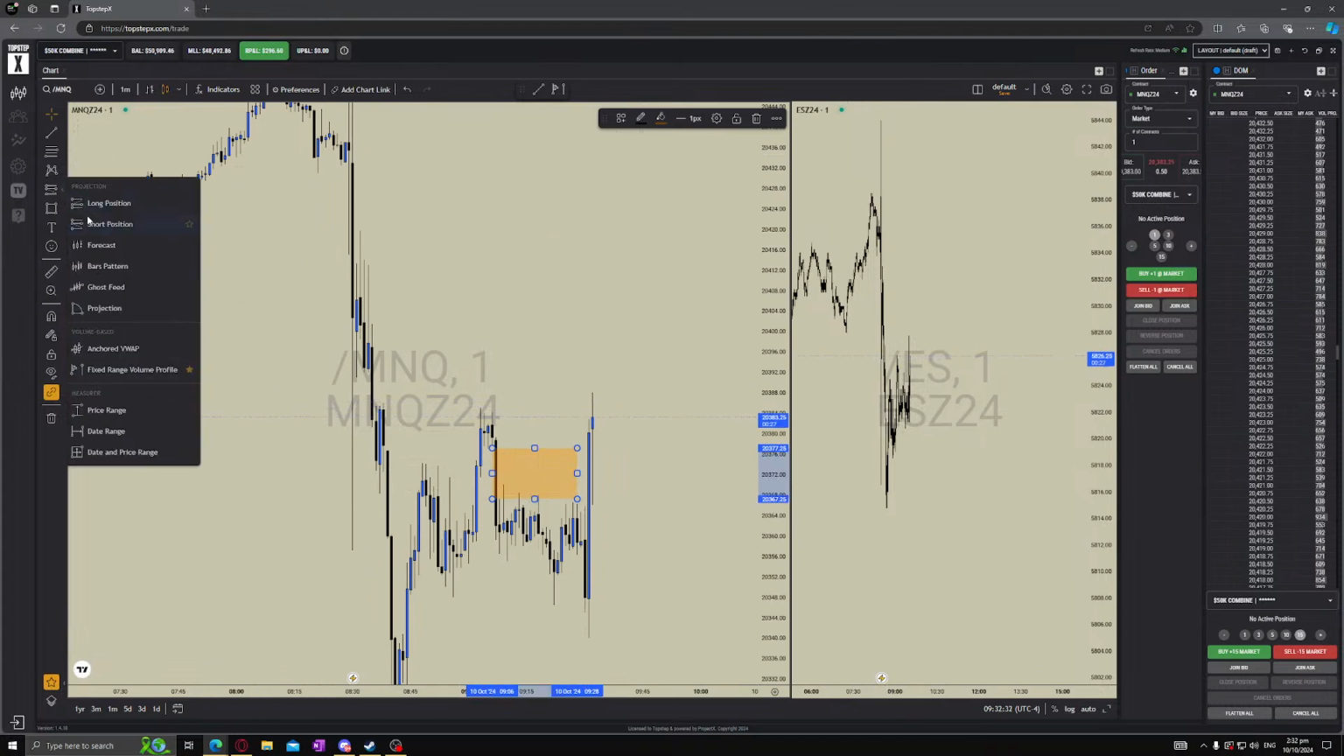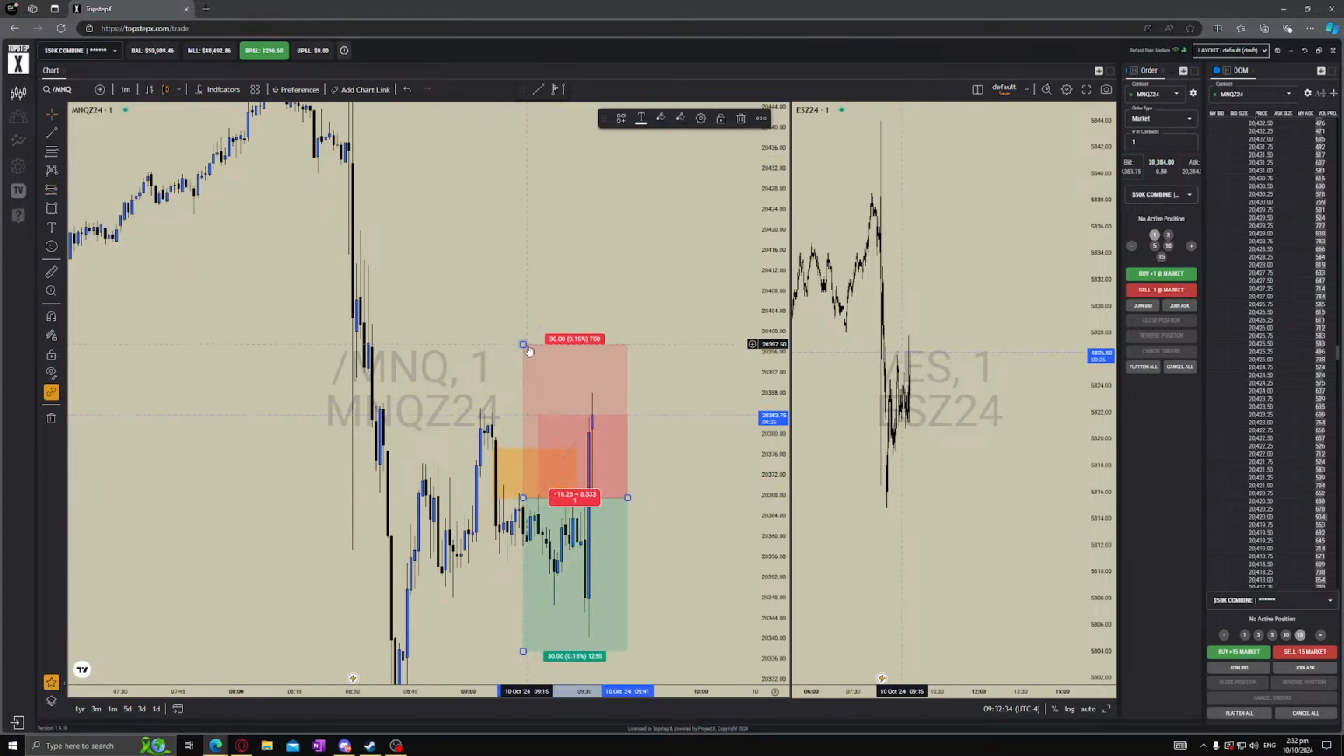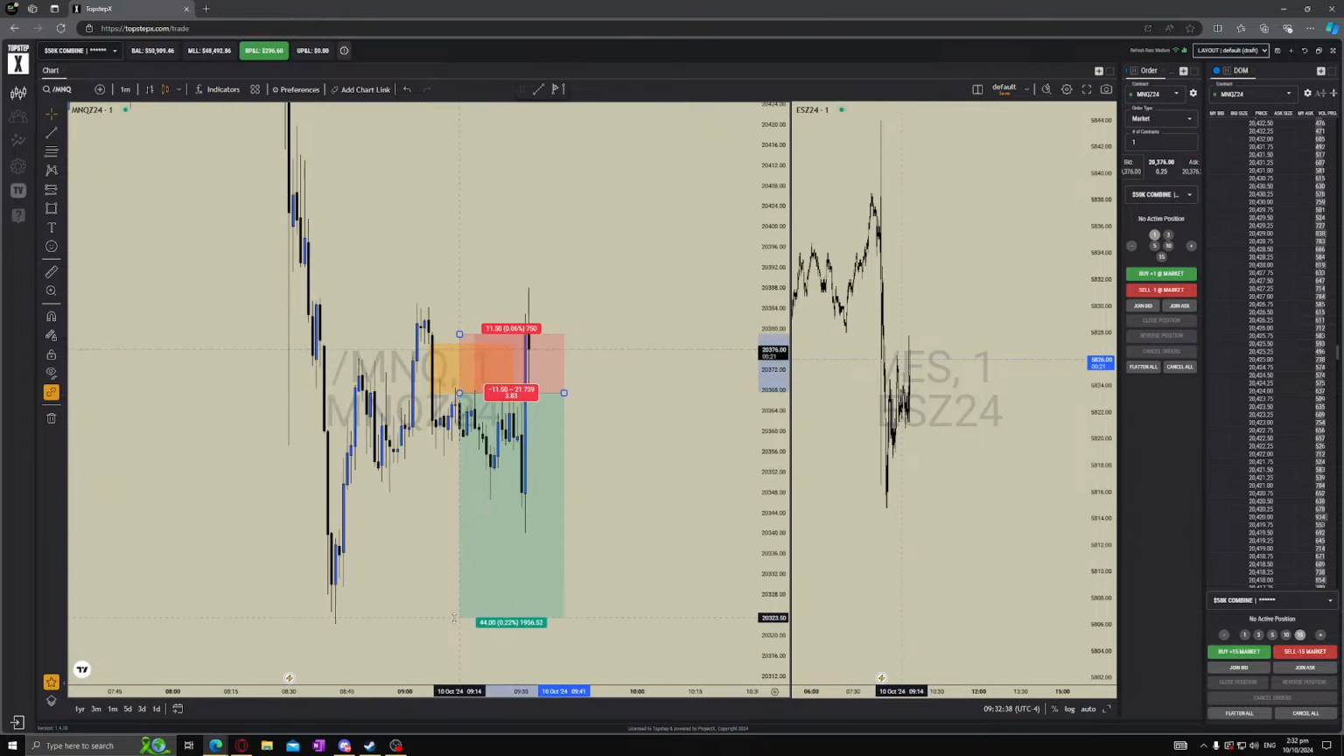So the entry was here on the fair value gap. My stop was right above it, and the target was a low, but I had half of the position to sell on this low. And since we were so close to market open, I didn't want to be in that trade for too long. So I got in, I sold.